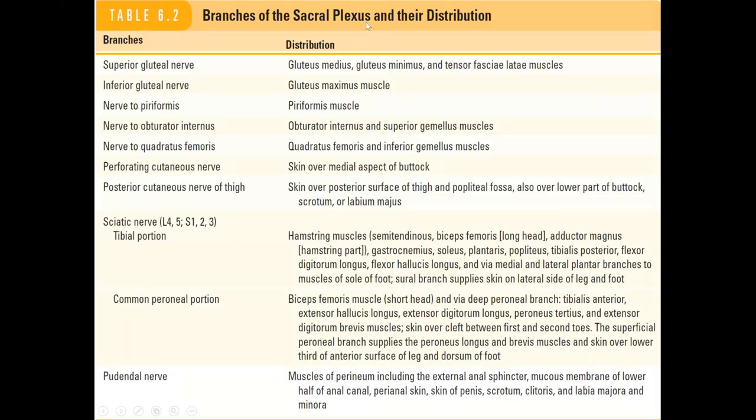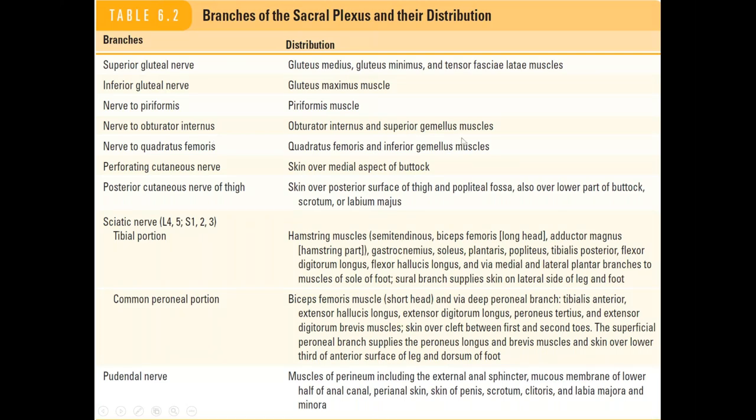So these are the branches of the sacral plexus. First we'll discuss the superior gluteal nerve. And what about the distribution of the branches? It is distributed to the gluteus medius, the gluteus minimus, and tensor fasciae latae muscles. And the inferior gluteal nerve supplies the gluteus maximus muscle, and there is the nerve to piriformis muscle and the nerve to obturator internus.